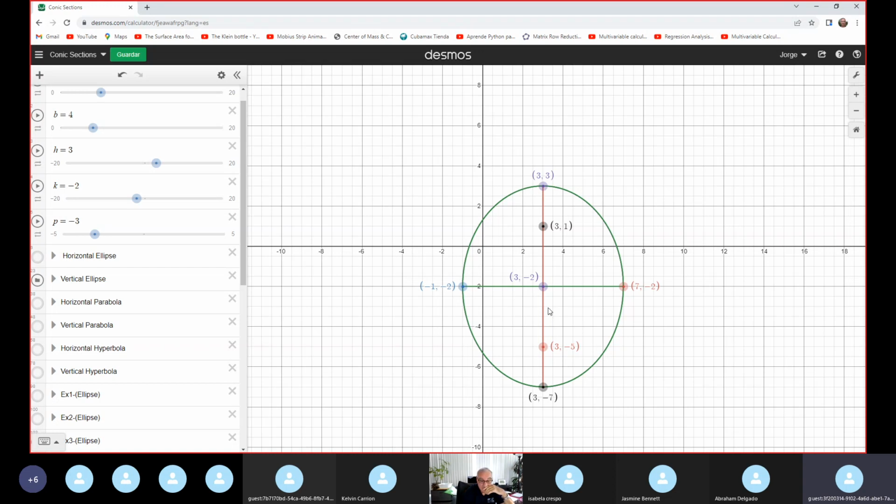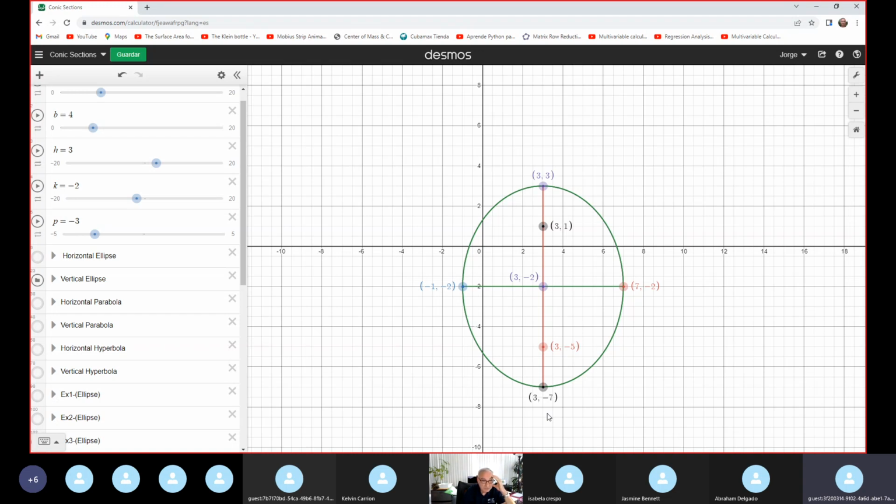The endpoints of the minor axis are from the center 3 units in this direction and 3 units in this direction. In this case, 4 units in this direction and 4 units in this direction. By coincidence, the C distance is 3. So this is 3, 3, 3, 3, and 4, 4.